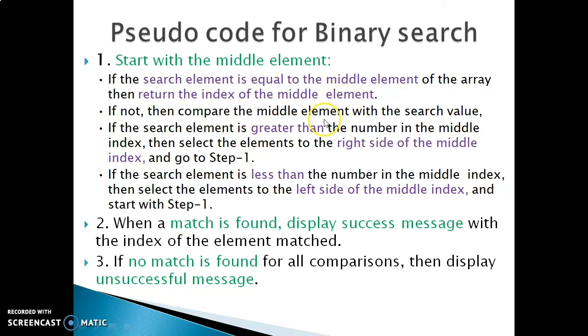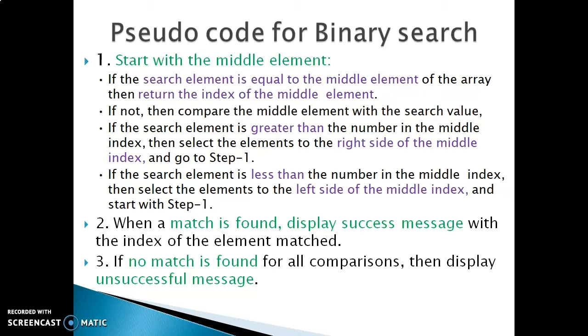So you first divide a given array. How can we divide? You find the middle element. How can we find the middle element? Middle element is equal to total number of elements divided by 2. Now you compare the search element to the middle element. If both the elements are equal, then it returns the index value.